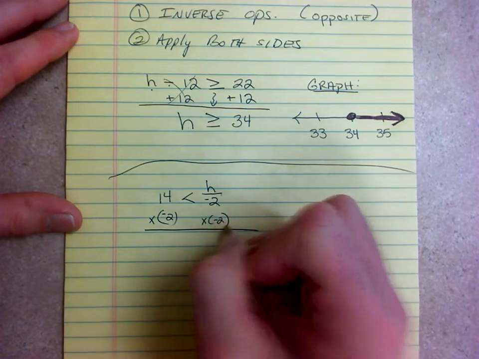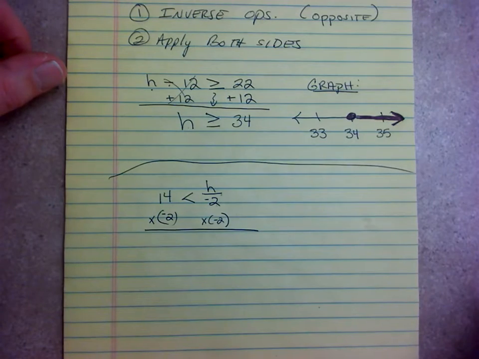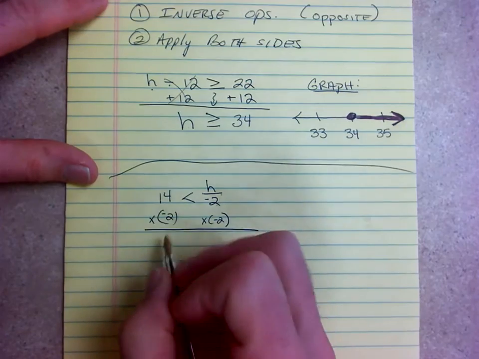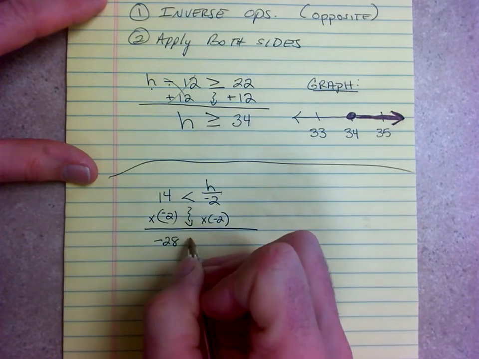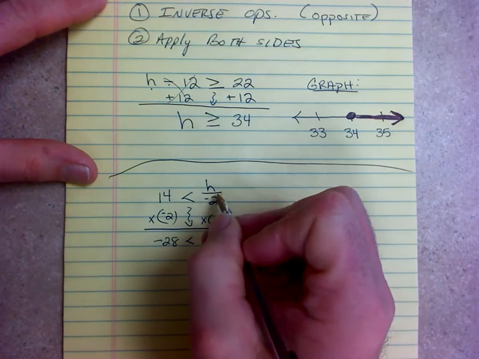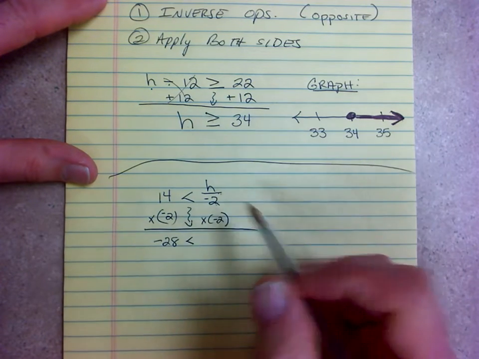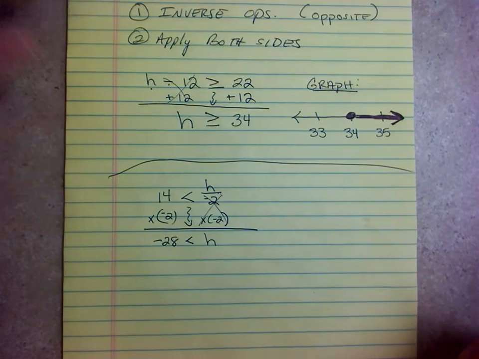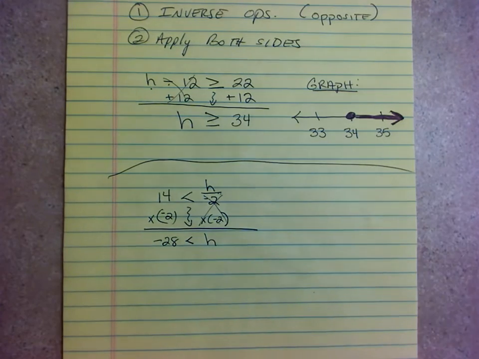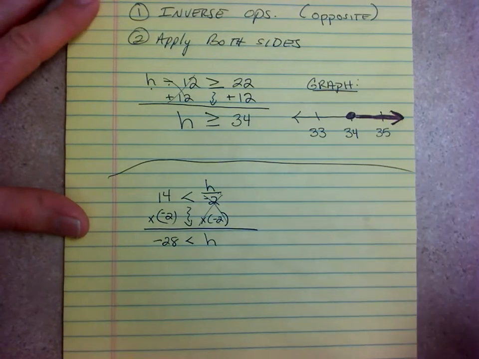So we have a times negative 2 here. 14 times negative 2 is negative 28. Bring down our inequality. Divide by negative 2 times negative 2. That cancels, leaving us with an h. Not too bad there.